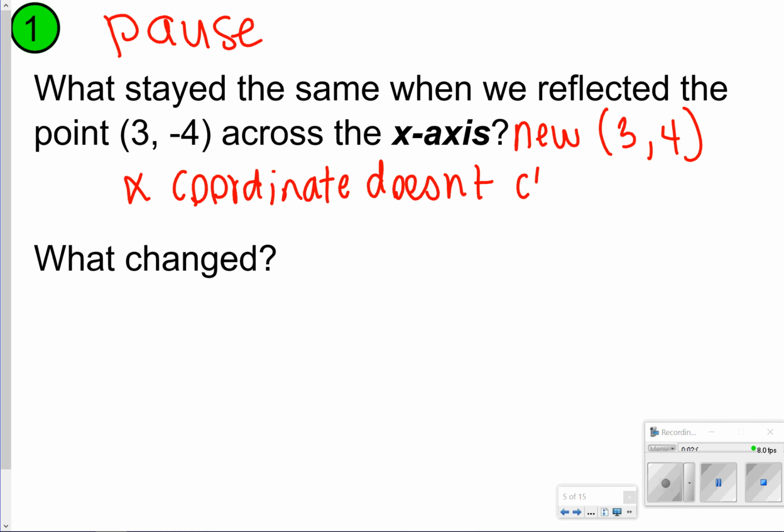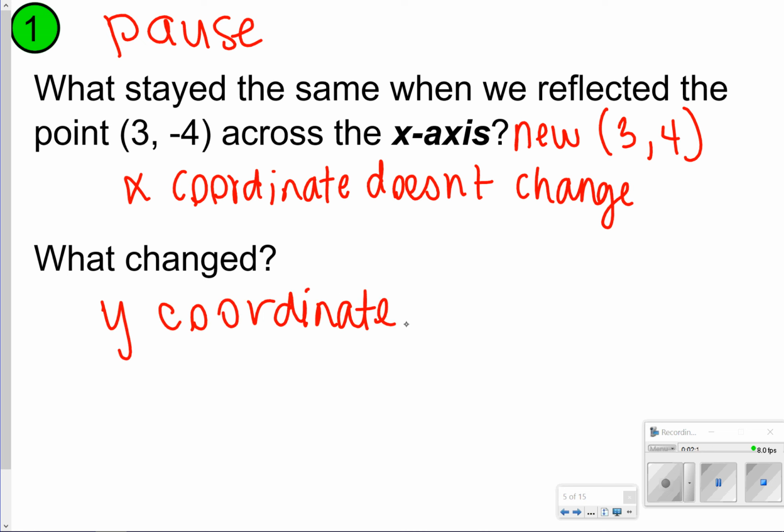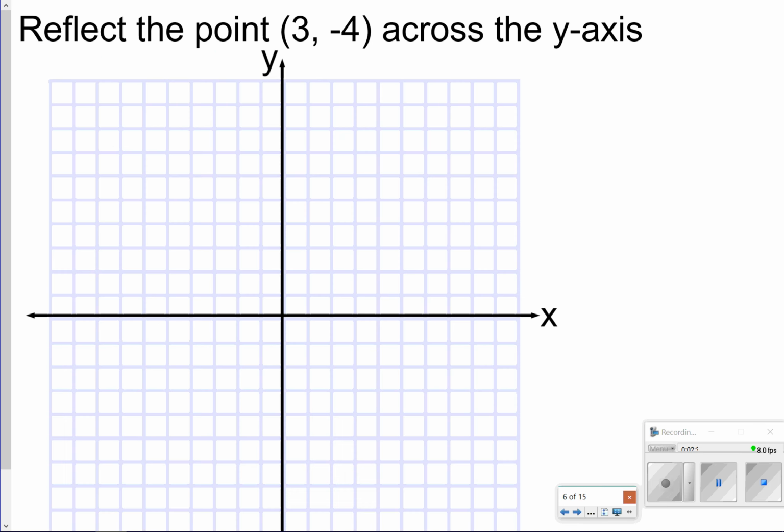So the x-coordinate doesn't change, but what happened is the y-coordinate changed. Okay, the -4 went to a +4. So the y-coordinate changed, but the x-coordinate didn't. So whenever you reflect something across the x-axis, the x-coordinate stays the same, but the y-coordinate changes. Okay? Let's go ahead and try this one.